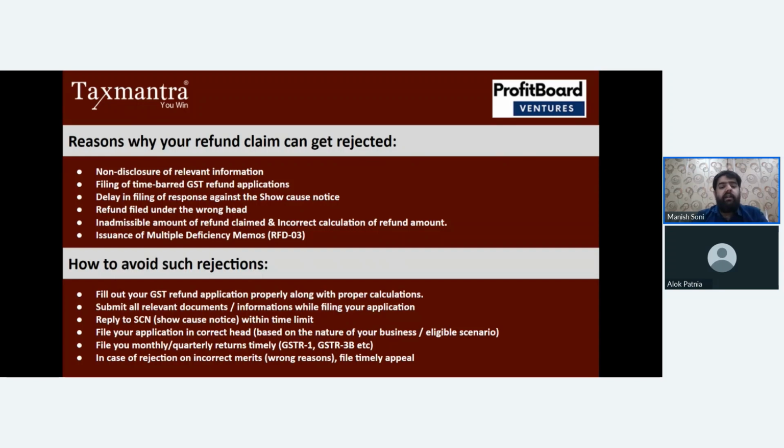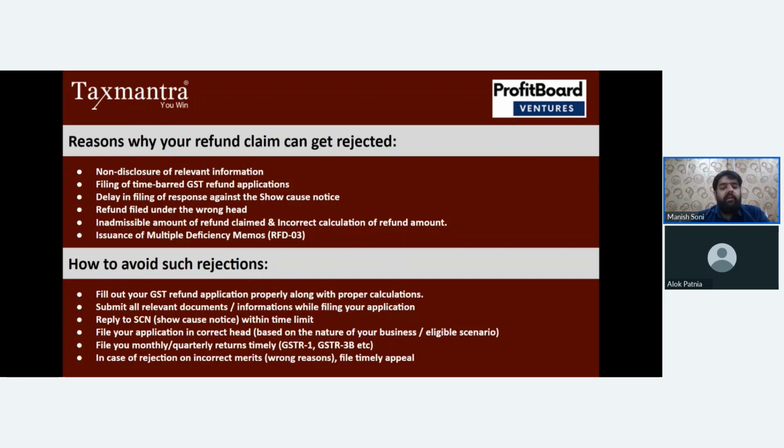Then refund filed under the wrong head. There are cases where taxpayers have filed their refund in the wrong scenarios. So suppose somebody is actually exporting without tax payment, but they have chosen others because they are not very sure about the criteria, and they have gone through it and got their rejection because of filing under the wrong head. In that case, this might happen.